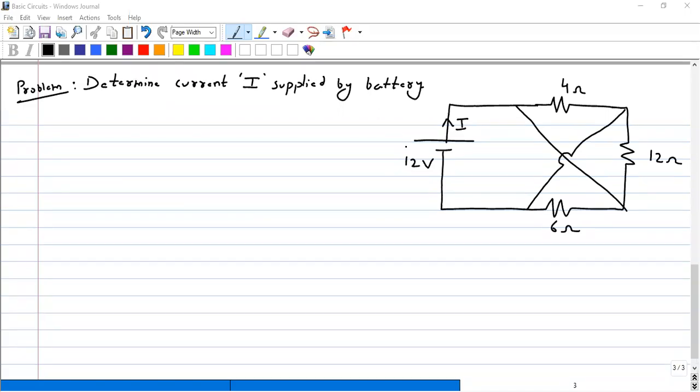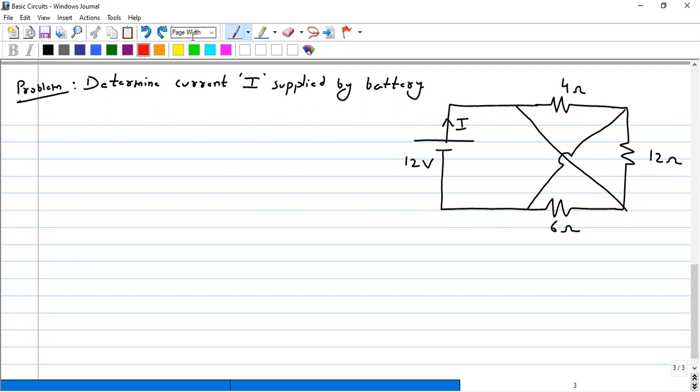Students, today we are going to see again a very simple problem where you need to find out the value of current I supplied by the 12 volts battery. That is the problem. Determine the current I supplied by the battery. The battery is 12 volts.